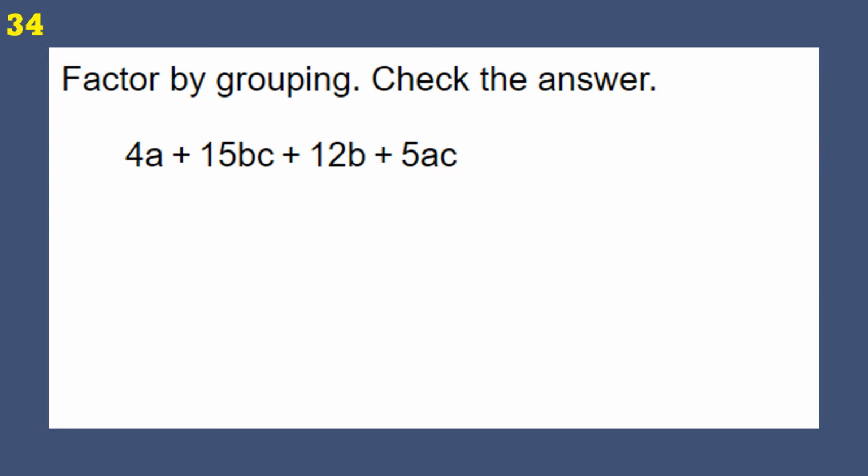Factor by grouping, check the answer. Okay, so the first thing I want you to notice is that this has 4 terms. So the first thing I'm going to do is just assume that they're in a nice group order for me. If I group the first 2 and say, what can I take out of both of these? What goes into a 4a also goes into 15bc?